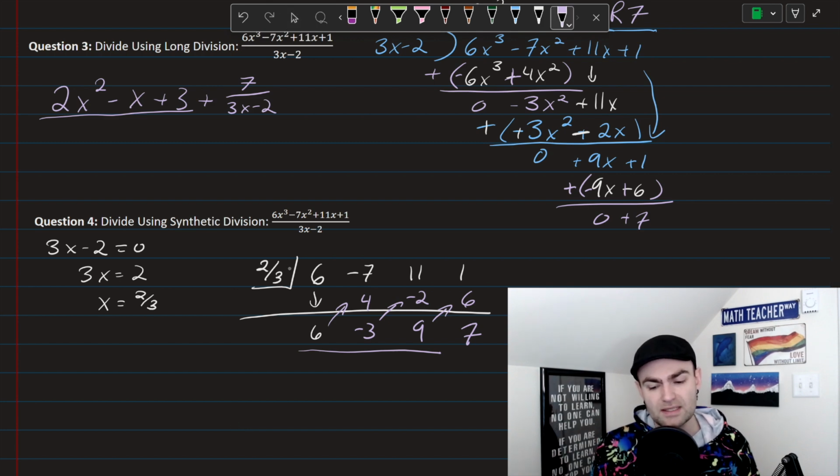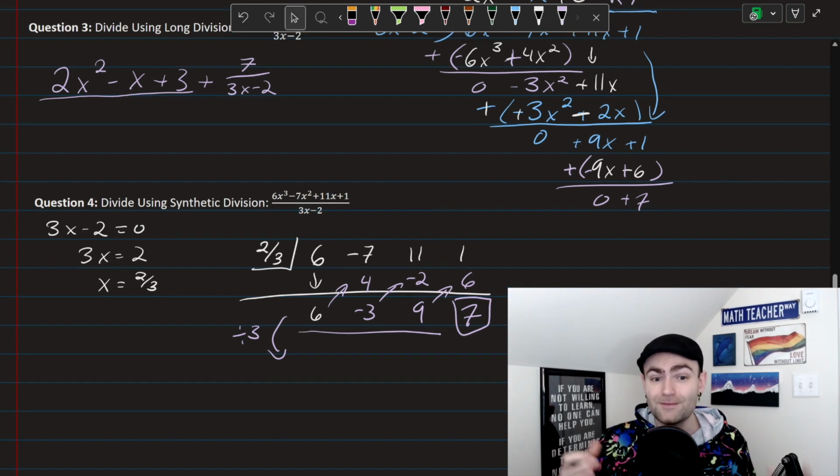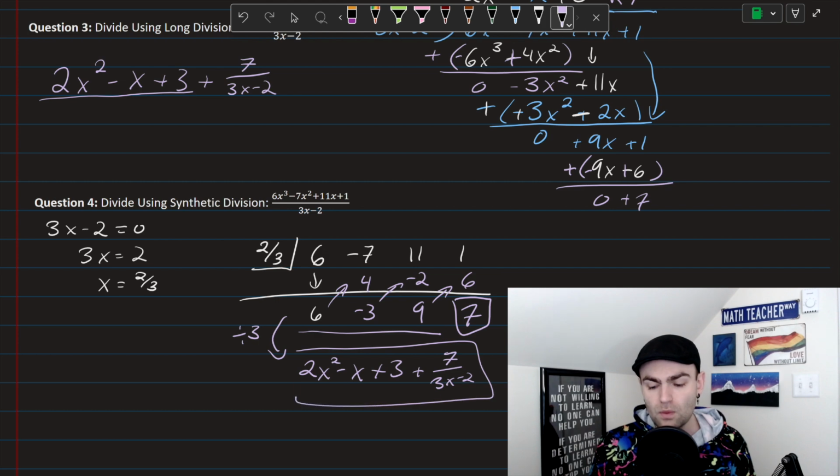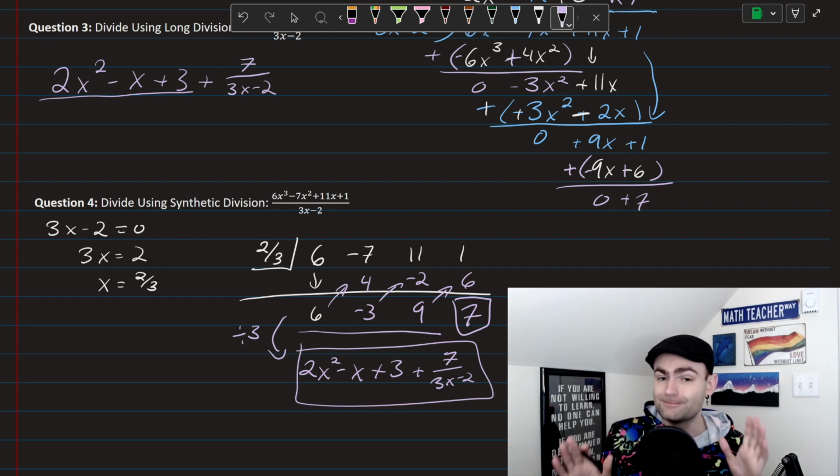Well, it happens to do with the denominator of what's in our box, the denominator of what we solved for. We're going to divide all of these by that denominator. So we're going to divide all of this by 3. Not what's in the box, only what divided nicely. So that gets us 2x squared minus x plus 3 plus 7 over, and that was 3x minus 2. So that rule might be a little bit confusing, and it's kind of a one-off. You have to memorize that part too, and it doesn't come up as often.